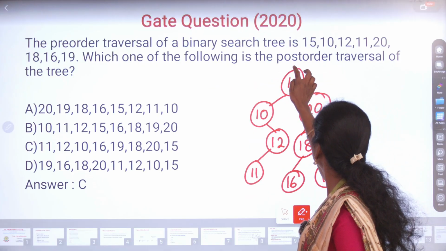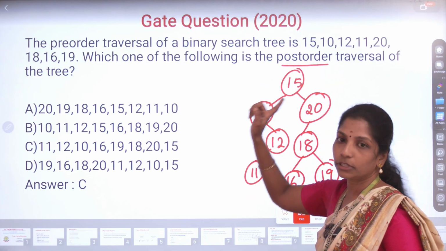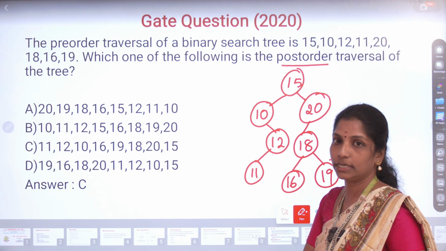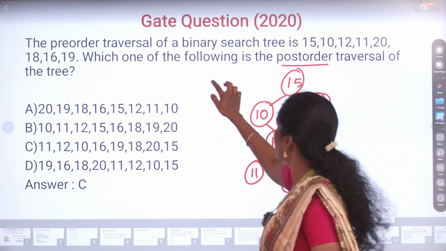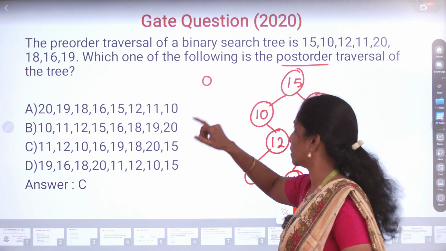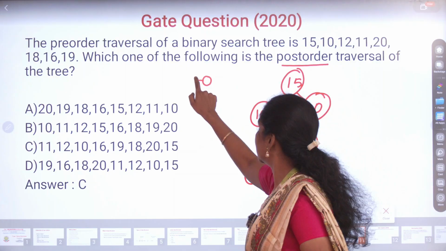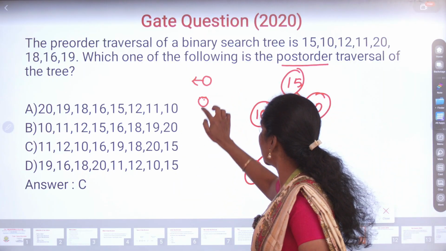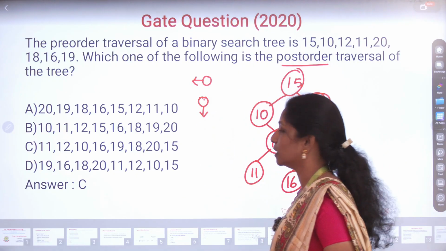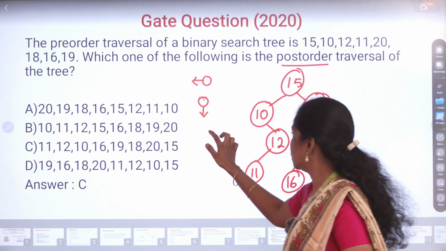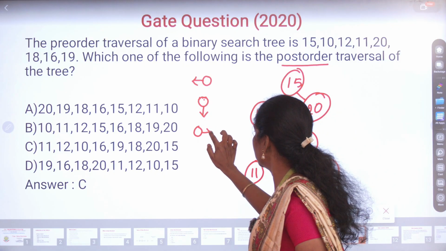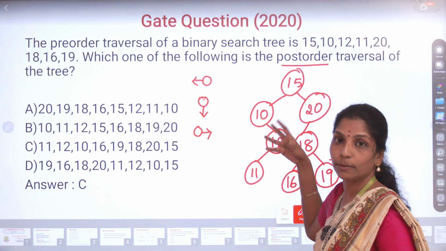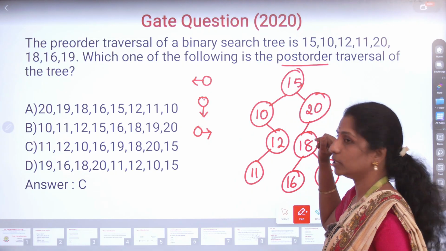Now we are going to find the post order. By using the formula you can find the post order, but here we have a small trick. We can set a flag: on the left side for pre-order, in the middle for in order, and on the right side for post order. So in this way you can easily find the post order traversal.